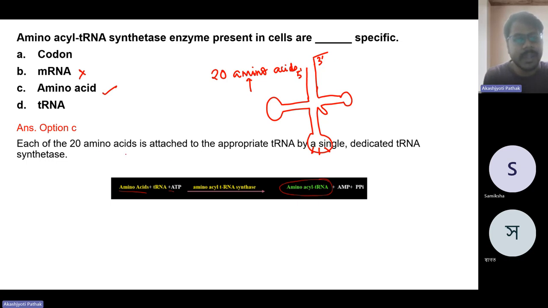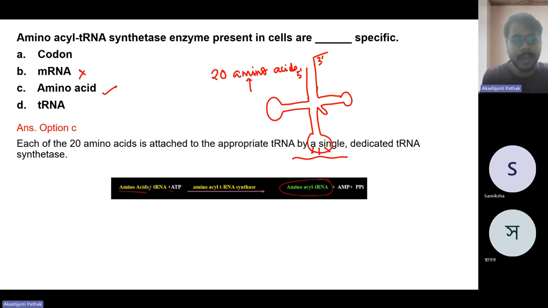For each of the 20 amino acids, they are attached to the appropriate tRNA. Depending on the sequence of nucleotides in the anticodon loop, that specific amino acid has to be attached to the 3' end of the tRNA. For attachment of this amino acid, you require amino acid tRNA synthetase. These synthetases are specific for the specific amino acid. So this is basically the reaction which takes place.